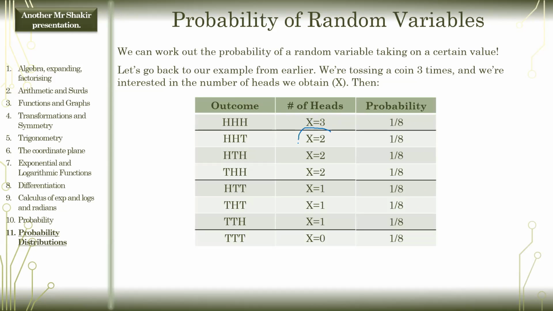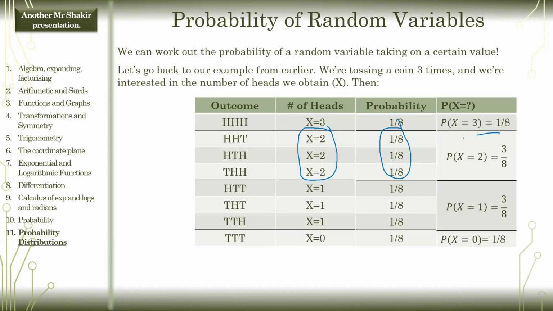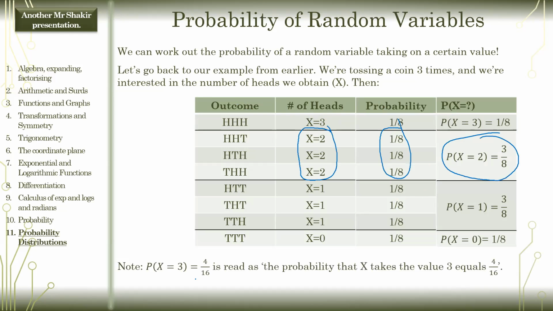But we notice that x equals 2 happens 3 times. So we can summarize that and just say 3/8. The probability, and actually that's the next thing. P of x equals 2 is 3/8, and this is the way we read it: the probability that the random variable x takes on the value 2 is 3/8.